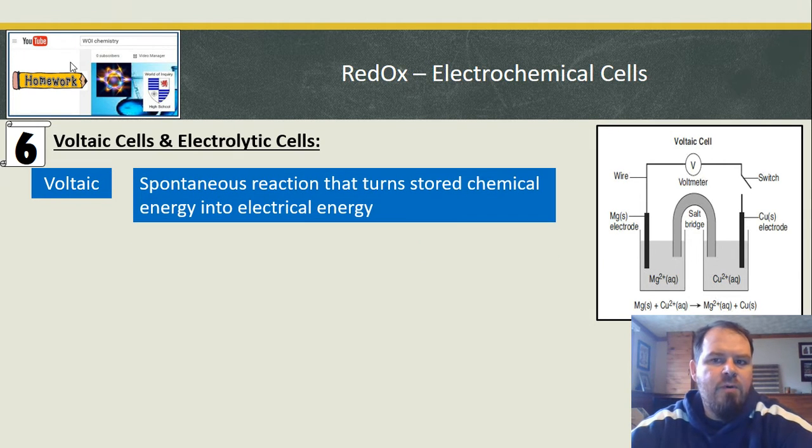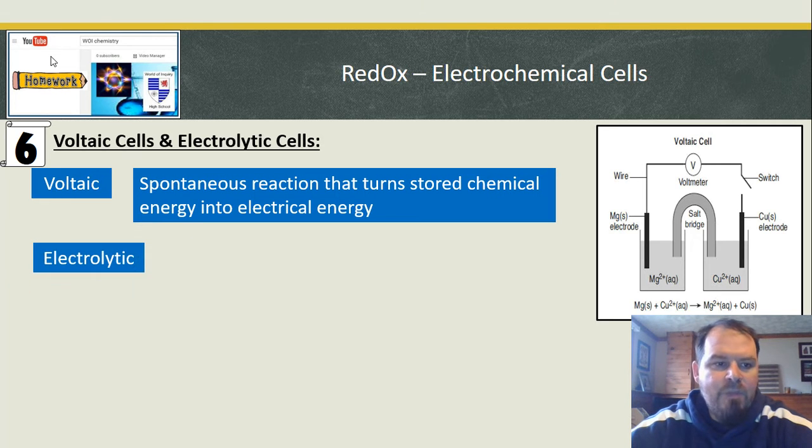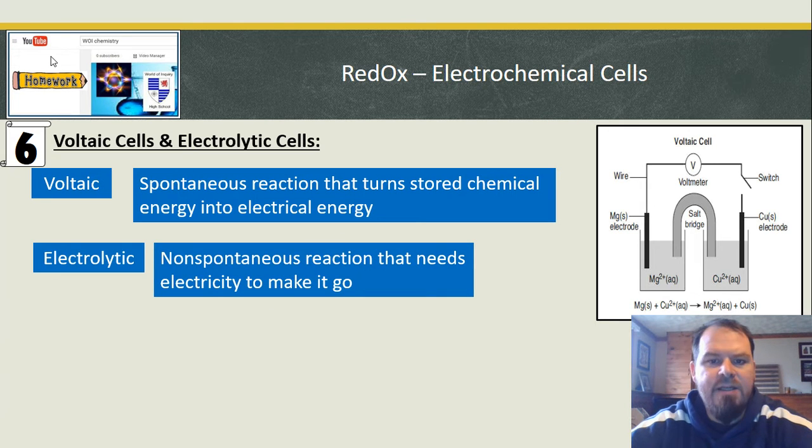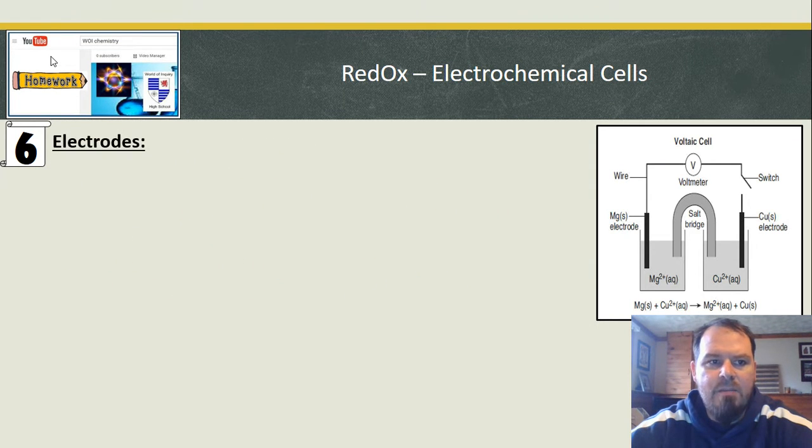First off is the voltaic cell, and this is one that will have the little voltmeter up top. You see the V. This picture is going to be very important for this lesson. These all use spontaneous reactions to take stored chemical energy and turn it into electrical energy. And then electrolytic is the other kind of cell, and this one is a non-spontaneous reaction, and it needs electricity to make it go. Okay, so somehow we need to know that electrolytic needs electricity. You've got to remember that somehow.